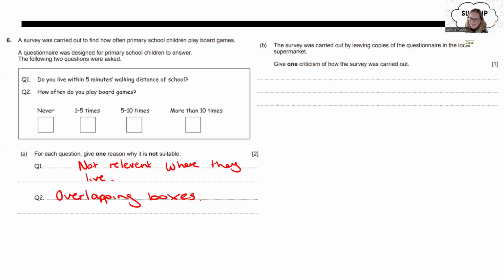Why in a supermarket? So we're going to go the location. Not relevant to school kids. They might not go to the supermarket. Parents might be like rushing through. But location to me would be the huge thing here. If you're going to ask a question to primary school kids, you'd go into a primary school. Surely that would make more sense.